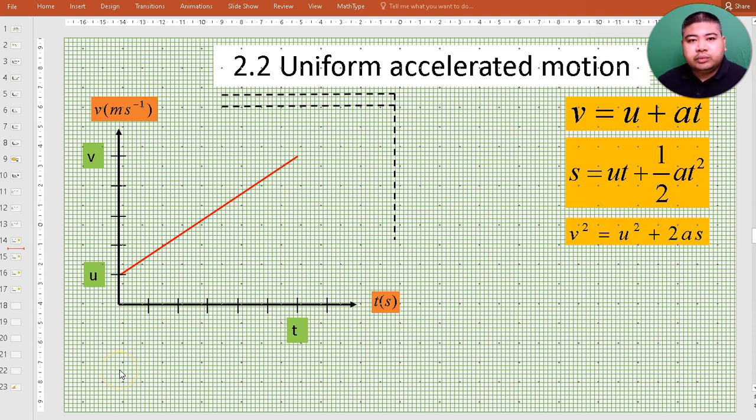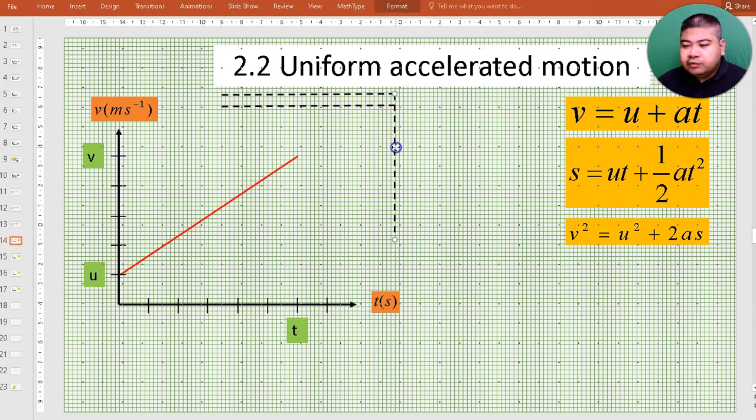In this video, we are going to look at the second section of chapter 2, Uniform Accelerated Motion. I'm going to explain how we get the three equations that we are going to use to solve any problem related to linear motion. Where do we get these equations from? The first equation, v equals u plus at, is actually the gradient of the graph v against t.